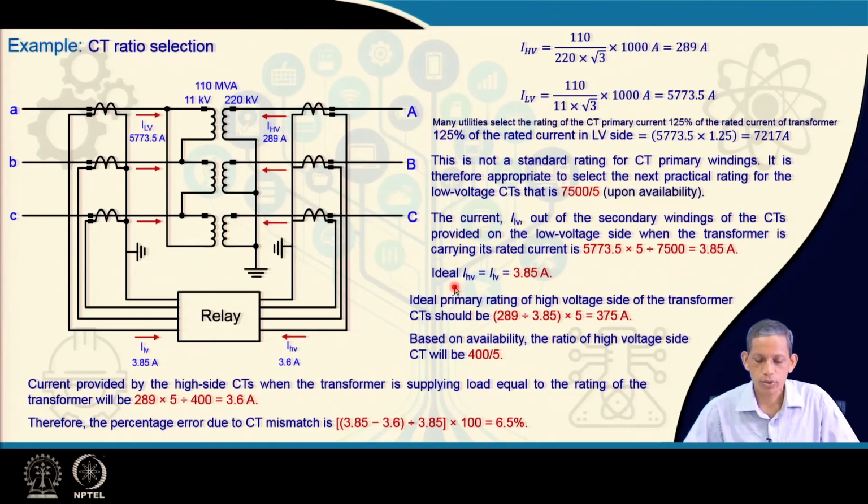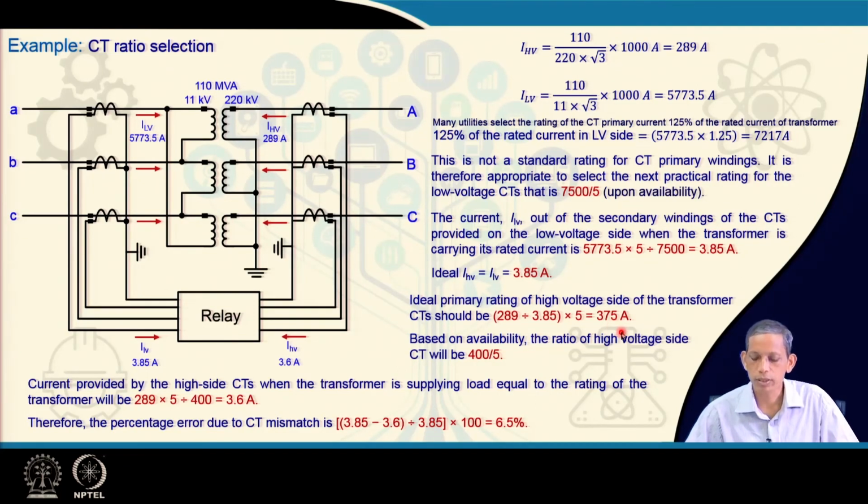Now, ideally, during normal condition, the high voltage current should be equal to the low voltage current fed to the relay. So, going back to the high voltage side transformer CT connections or the CT choice, the corresponding 289 ampere current should be divided by 3.85 into 5, this 5 ampere type CT. That gives us 375 ampere.